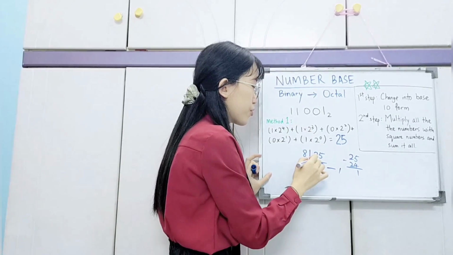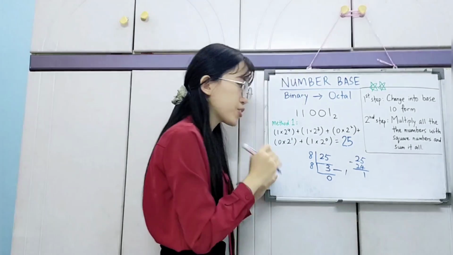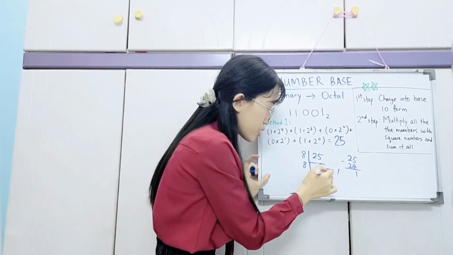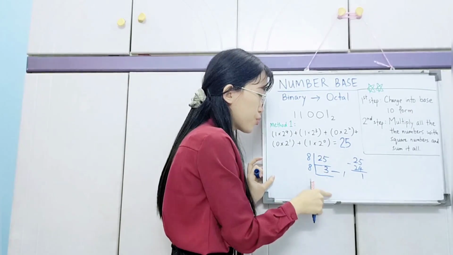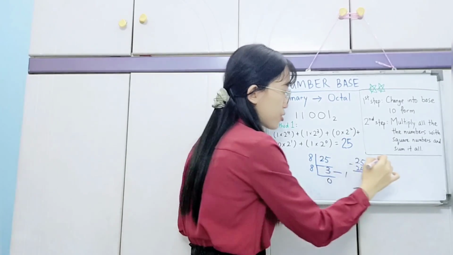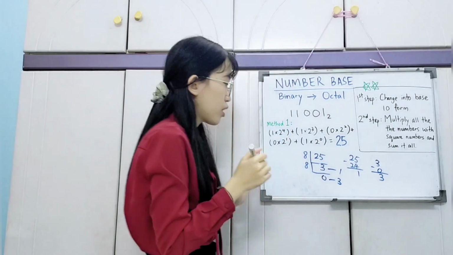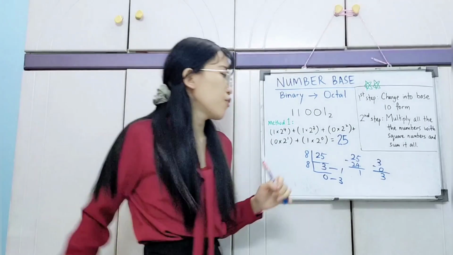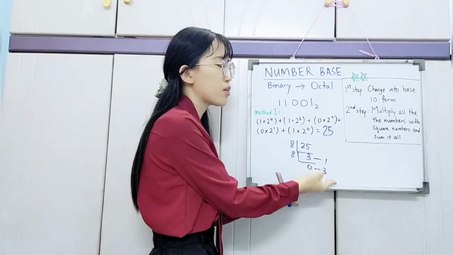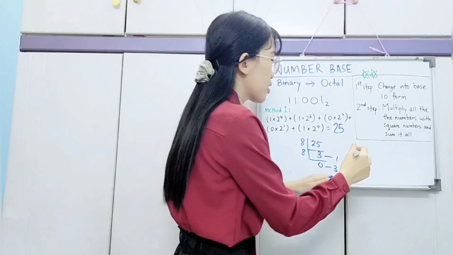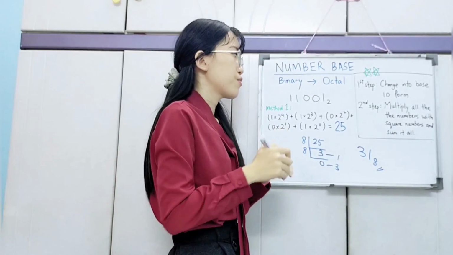Again, we repeatedly divide by 8. 0 times 8 is 0, and 0 is smaller than 3. But if we try the number 1, 1 times 8 is 8, which is bigger than 3. So we use 0. So 3 minus 0, we get the remainder, which is 3. Okay, the answer is clearly shown. How to read the answer? We just need to read the answer from the bottom to the top. So the answer is 31 in base 8 form. This is the final answer for this question.